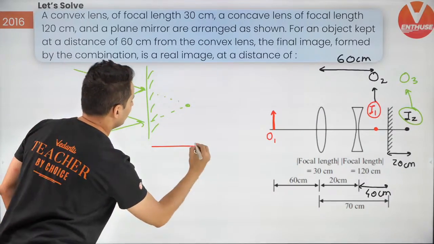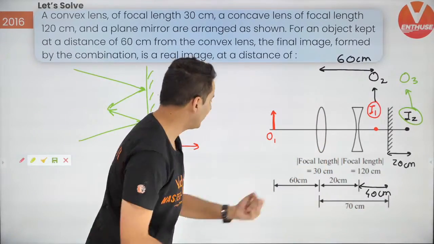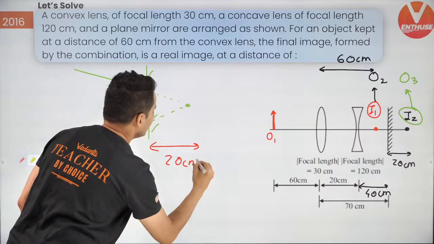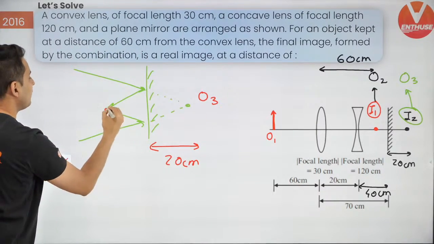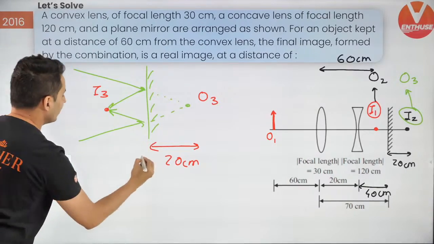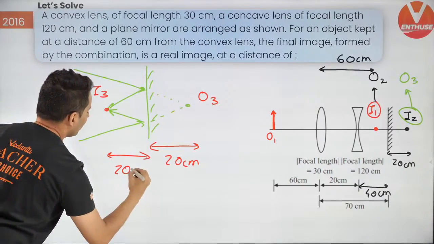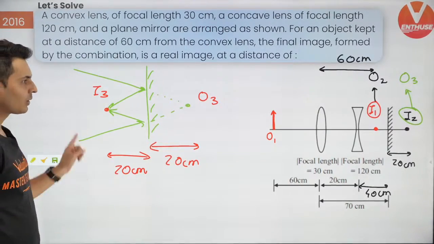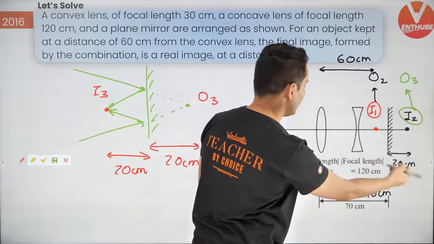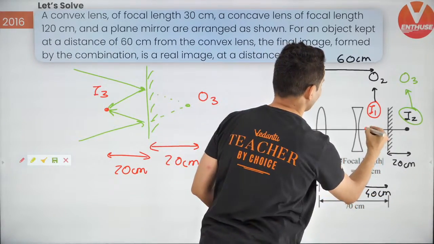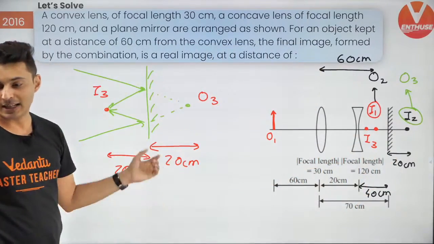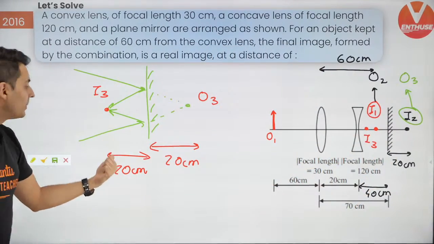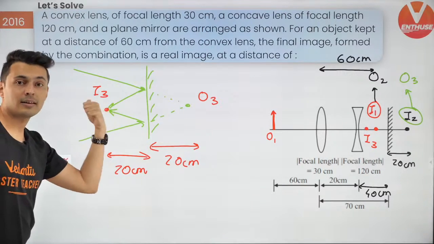So in this problem, this is 20 centimeters. This is basically your object 3. So where will the image be formed? The image will be formed here in front of the mirror at 20 centimeters. So the final image will be formed over here somewhere. This is your I3. It is going to be in front of it, and that will be a real image. I hope this is clear.